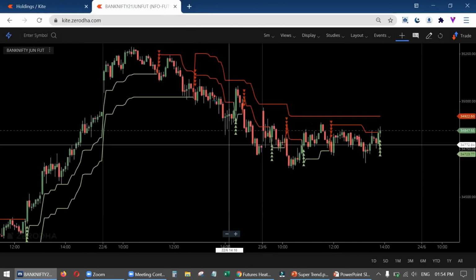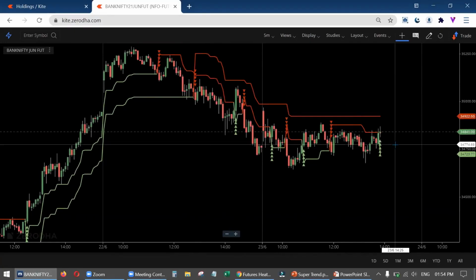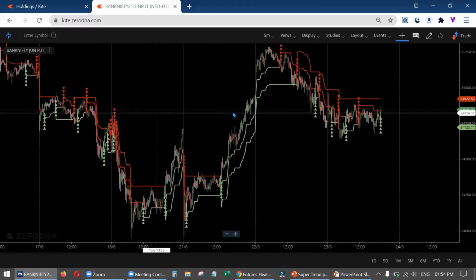Even here, on the short side also, you can see it will allow you to ride the whole wave until you don't find an exit.